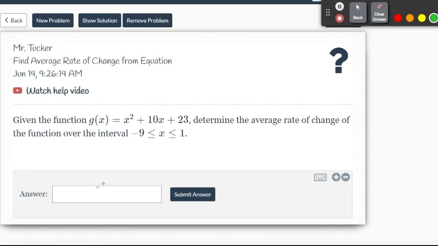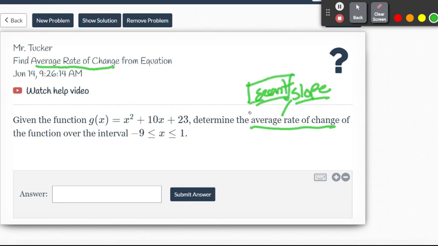When we need to find an average rate of change, let's first define average rate of change to be slope. It's the secant slope. If you were thinking about it from a calculus perspective, that's what we identify it as. A secant slope is just regular slope. It's y2 minus y1 over x2 minus x1.